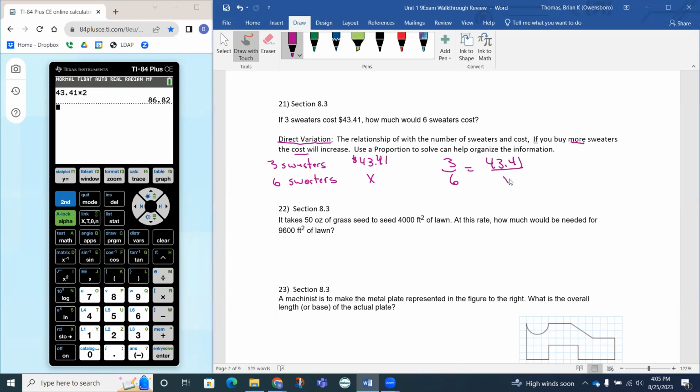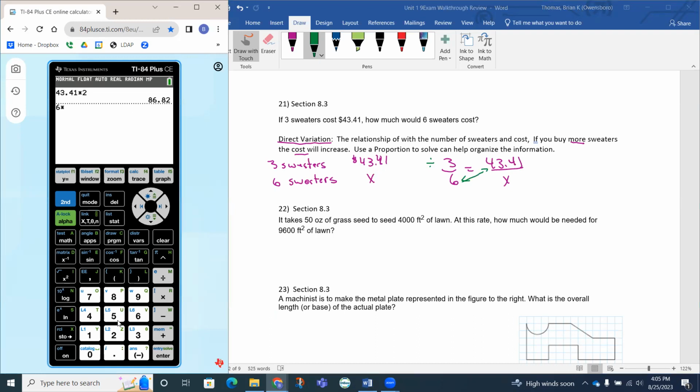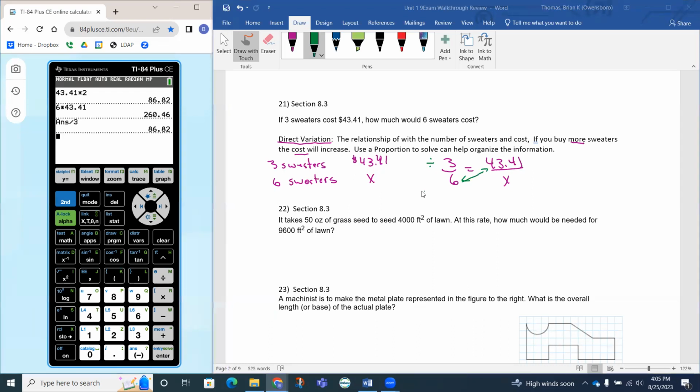43.41 over X. So remember, to solve a proportion, the shortcut becomes multiply the diagonal and then divide by the remaining number. So we end up dividing by the 3. So what I would do is multiply the 6 times the 43.41, and then I would divide that by the 3. And it does give me that same answer of $86.82. So that would be the cost there, $86.82.